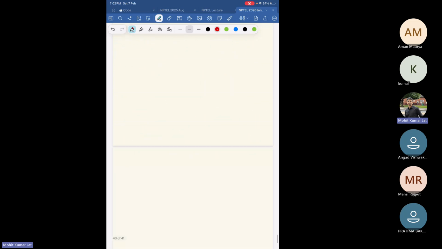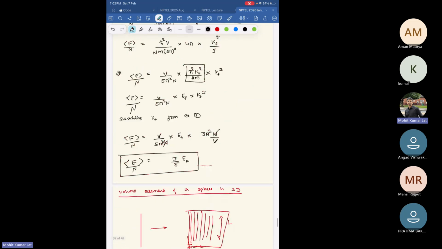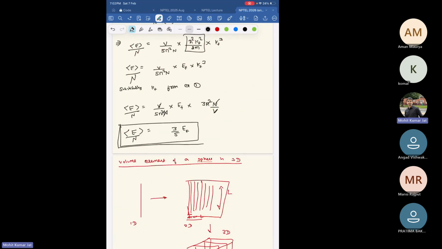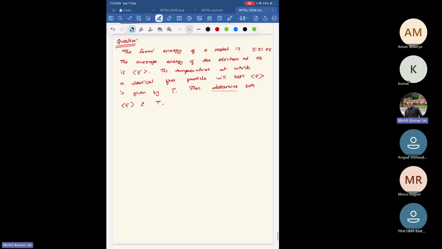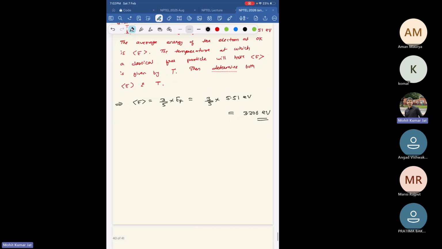So it's an easy problem. You already derived the relation from here. You can use this relation: the average energy basically is 3 by 5 times the Fermi energy. The Fermi energy is already given, so all you have to do is 3 by 5 times the Fermi energy. If you substitute 3 by 5 times 5.51 eV, what you get is 3.306 eV. So this will be your response to that one.